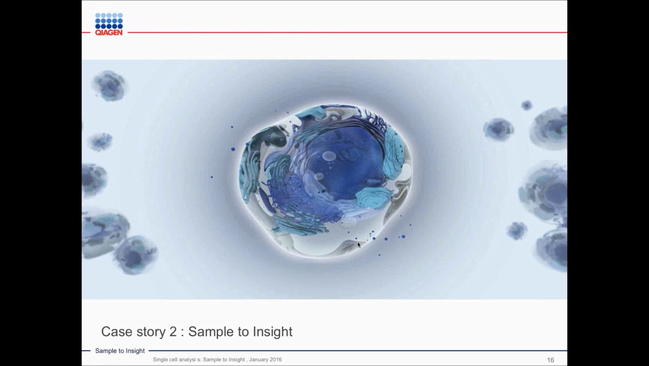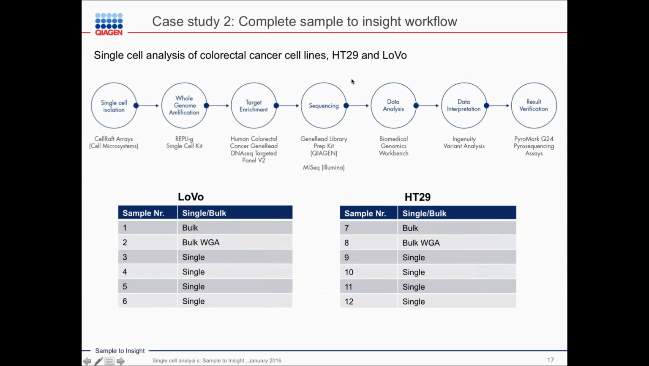So the next case story is focusing on 2 different cancer samples. These are cancer samples from 2 different colon cancer cell lines. And we're again taking advantage of QIAGEN's Sample to Insight. The only piece here that is not coming from QIAGEN is the single cell isolation, which is coming from CellRaft arrays, Cell Microsystems. But thereafter, we're starting with the whole genome amplification, which again is the really key factor here for generating quality whole genome amplification with the Repli-g single cell kit.